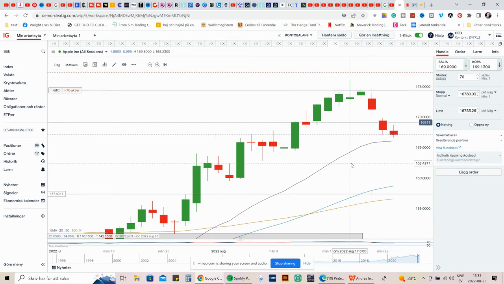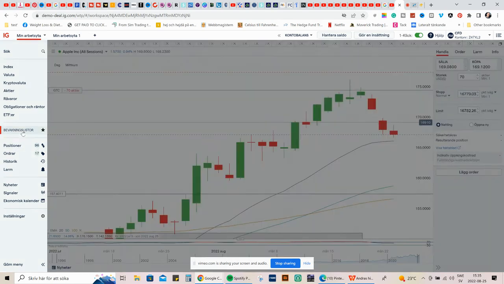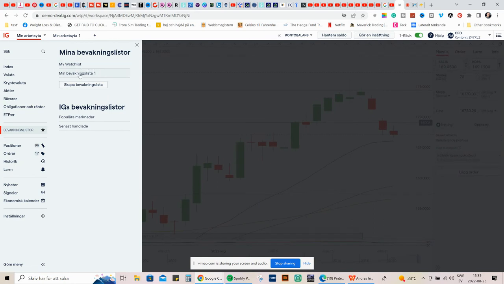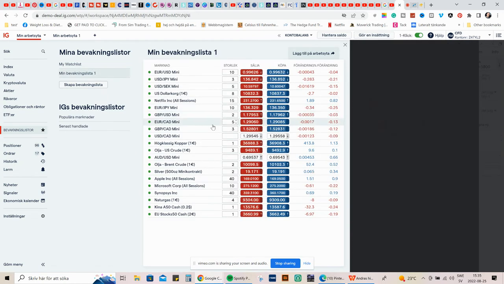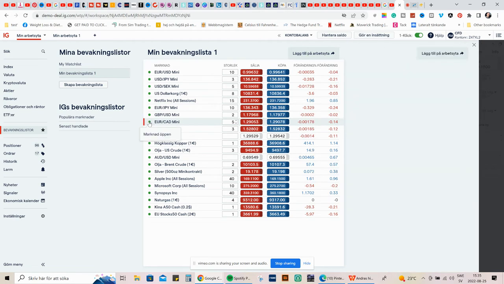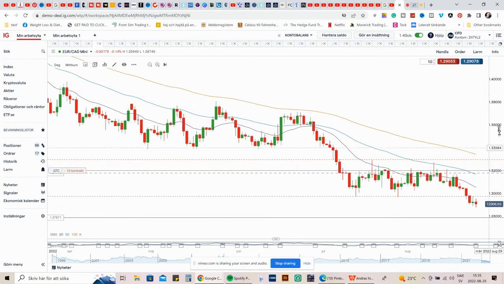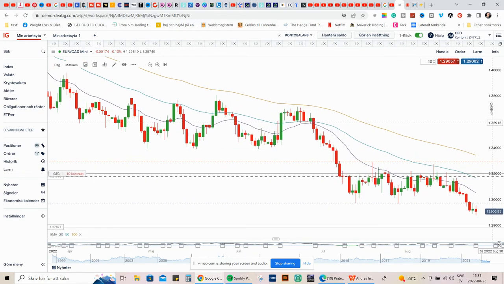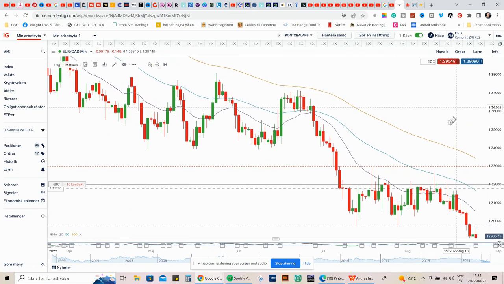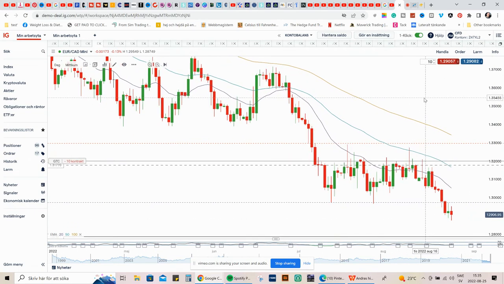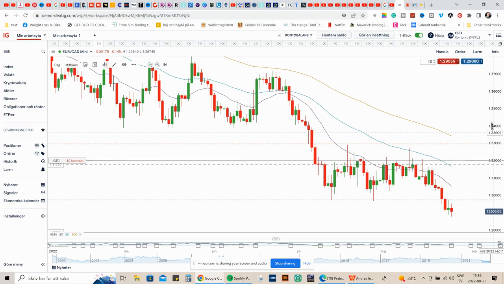So that was that. And I would like to show you a currency pair, Euro Canadian dollar. The same strategy there. There we have it. This is the daily time frame. And the last chart I showed you regarding the Apple stock was also the daily time frame.